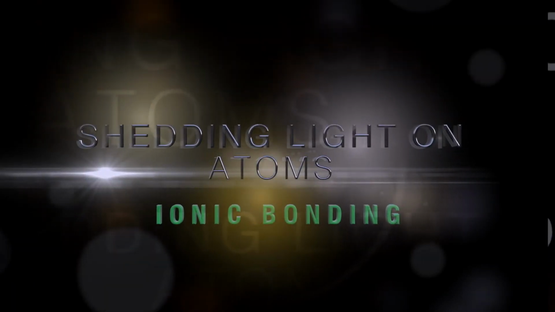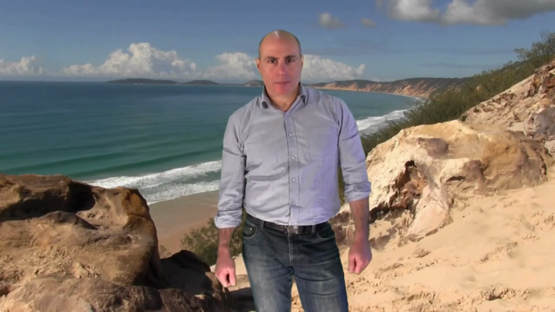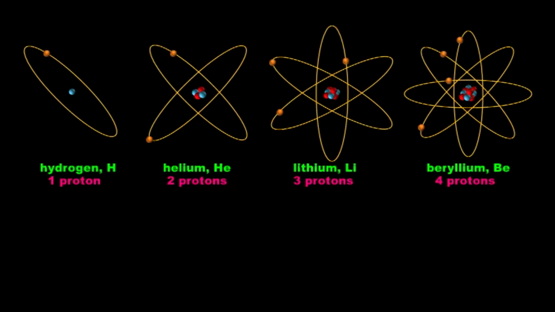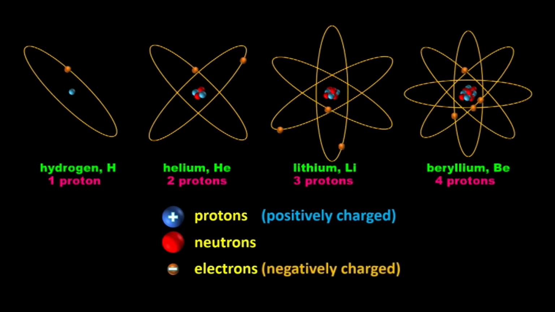Atoms are the building blocks of all matter. Everything on Earth is made up of just 100 or so different types of atoms. Atoms themselves are made up of even smaller particles called protons, neutrons, and electrons. All protons are positively charged, while all electrons are negatively charged. The positive charge on the protons is the same strength as the negative charge on the electrons.